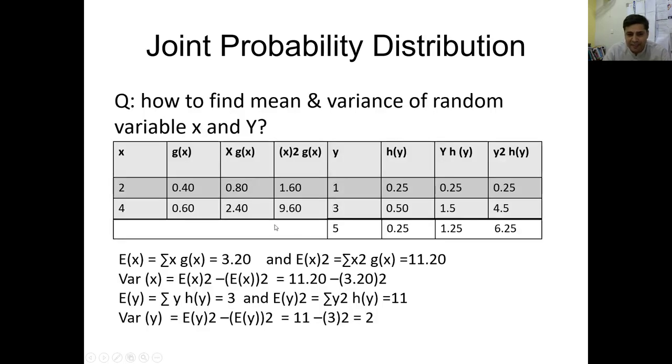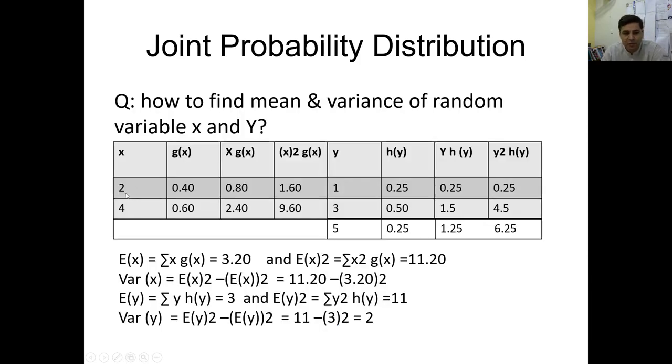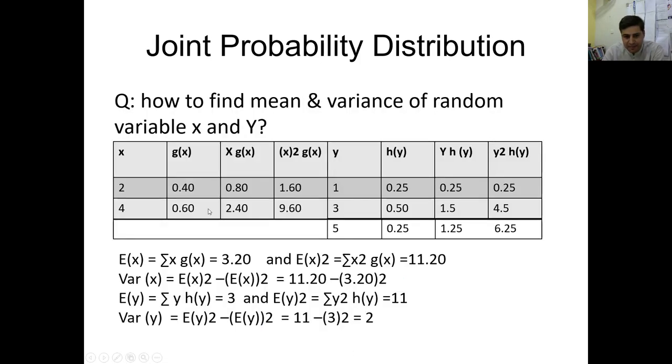Now in this example, because we have two random variables, the x elements are 2 and 4 and the y elements are 1, 3, 5. So 2, 4 and 1, 3, 5. We just write their respective probabilities. When x is equal to 2, the probability g(x) was 0.40. When x was 4, the probability was 0.60.